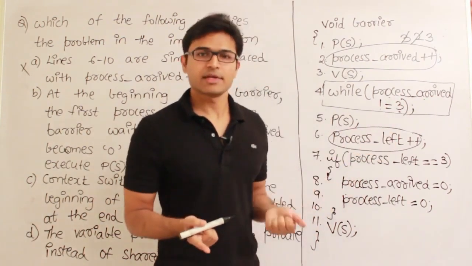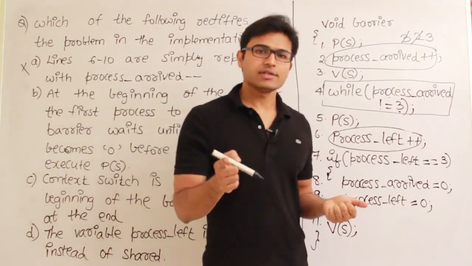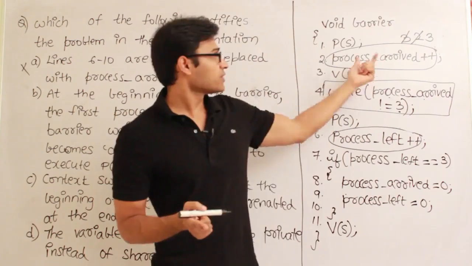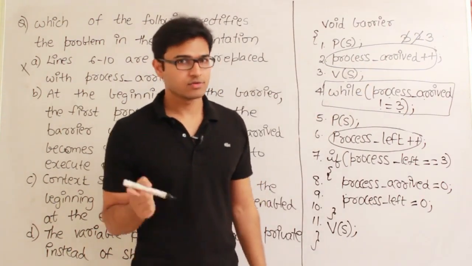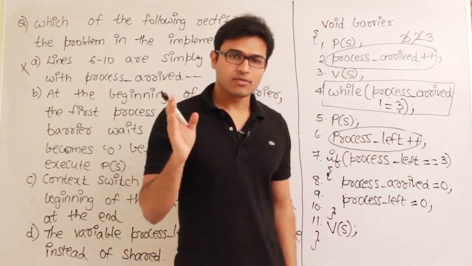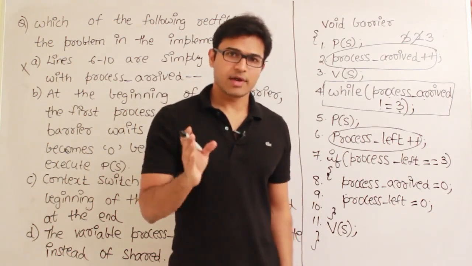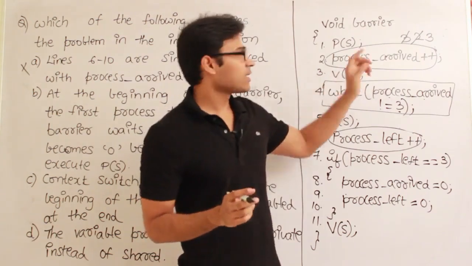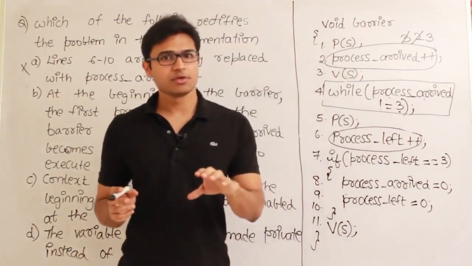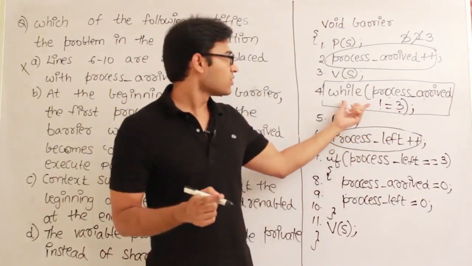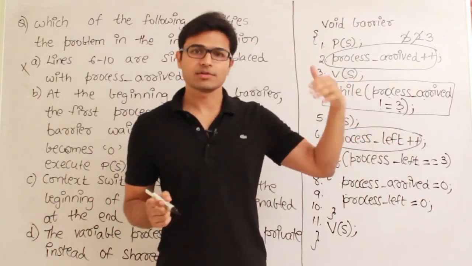The entire problem has arisen because a process is entering the barrier even before process arrived has become 0, right? So how can you solve it? You let the first process which is trying to enter the barrier wait at least till the time process arrived becomes 0. Once it becomes 0, then no problem, it will enter and make it 1, and anyway it is going to wait at the while loop until the other processes join, right?